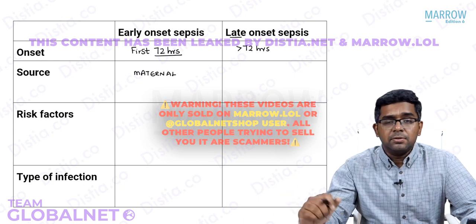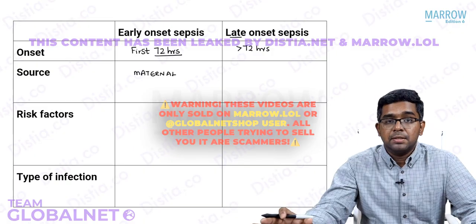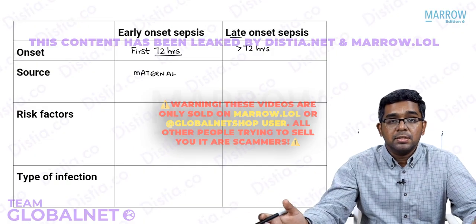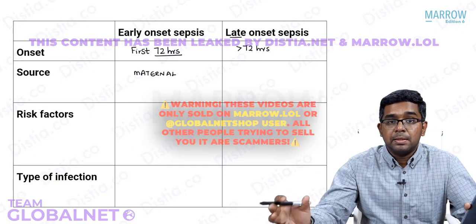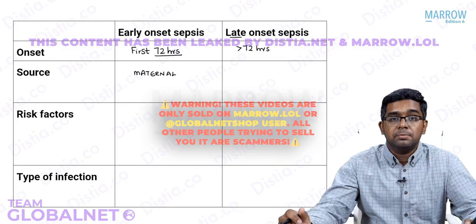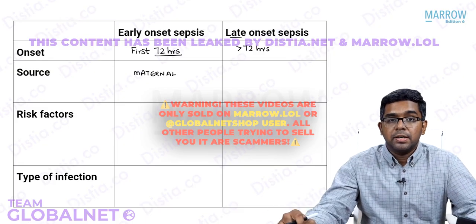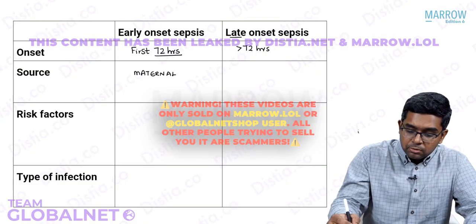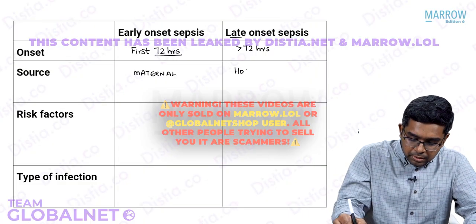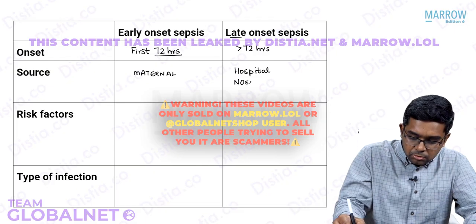Whereas if it is late onset sepsis, obviously it is not a maternal source, it is something which is outside. What is that? In the first few days, where is the baby? The baby is in the hospital environment, from where it should have acquired it. So late onset sepsis is a hospital acquired infection, or what we also call a nosocomial infection.